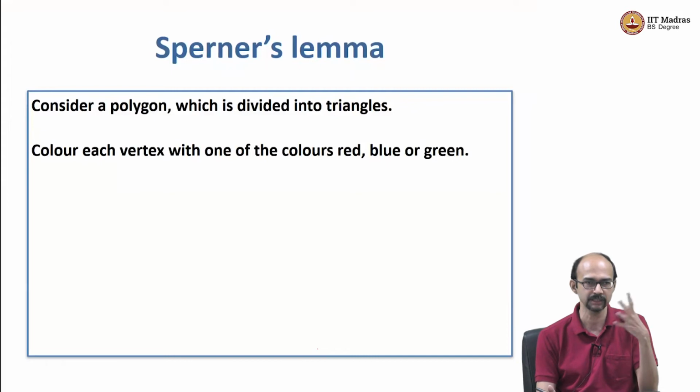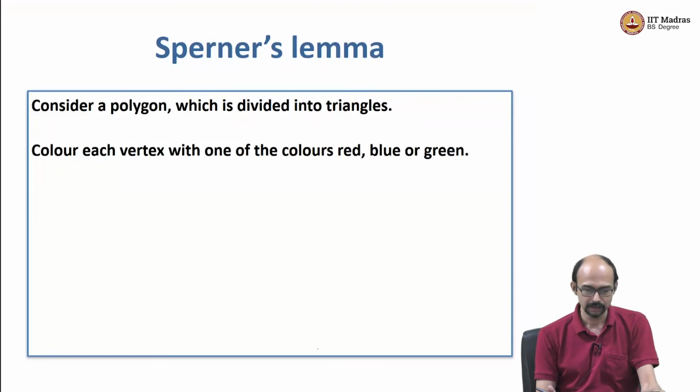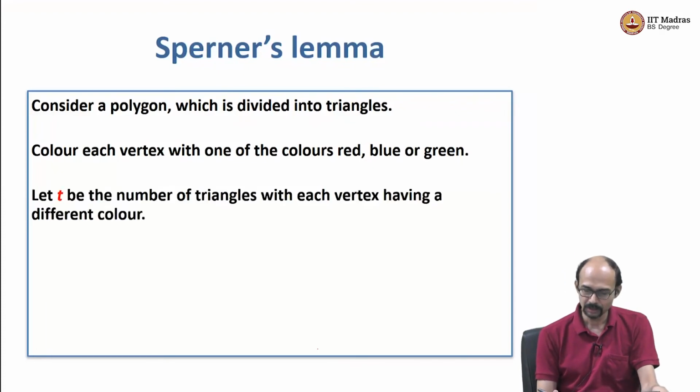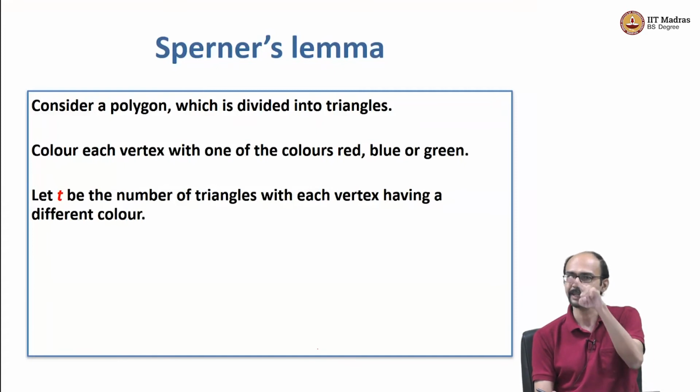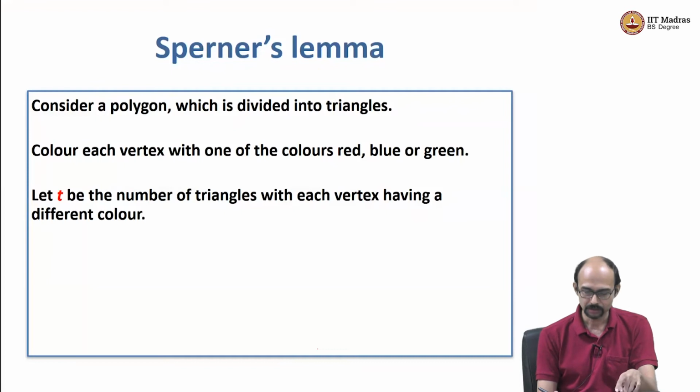You take those vertices. So you have these triangles, and each triangle has 3 vertices. So you have a bunch of vertices, and you color them with red, blue or green, three colors. Let T be the number of triangles with each vertex having a different color. So triangles which have one red vertex, one green vertex and one blue vertex. I'll call such triangles RBG triangles. You count the number of such triangles, call that T.